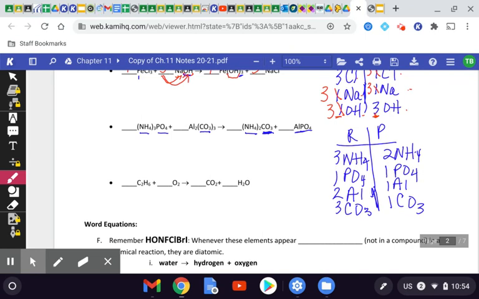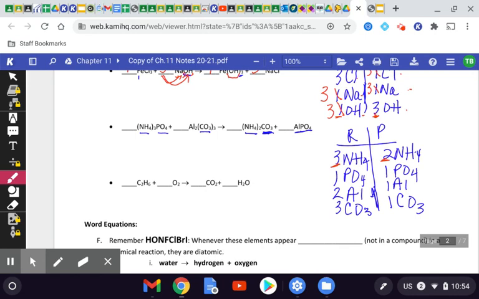So we said you would want to balance polyatomics first, so we might as well start with the ammoniums, the ones on top there. Notice how we have the 3 and the 2, okay? So we have the 3 and the 2 there.